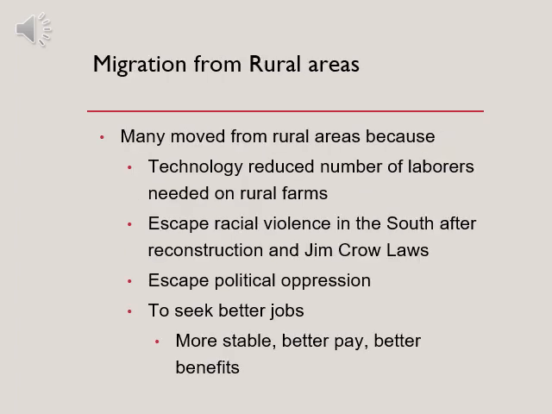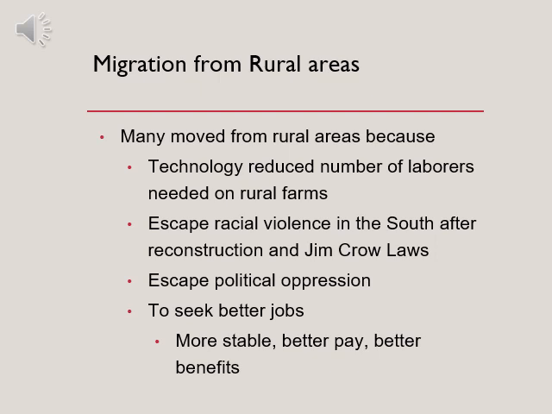The migration movement from rural areas within America coincided with the Great Migration of African Americans after the Civil War and the Reconstruction era in the South. Many moved from rural areas because technology reduced the number of laborers needed on rural farms. The inventions of the Industrial Revolution meant that fewer people could do more work than previously had been done.